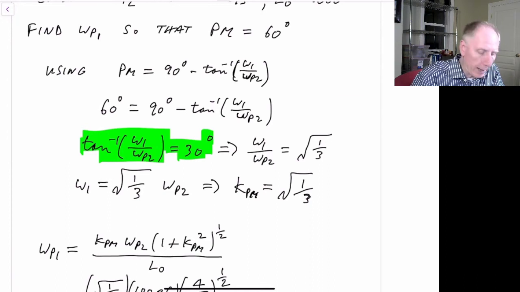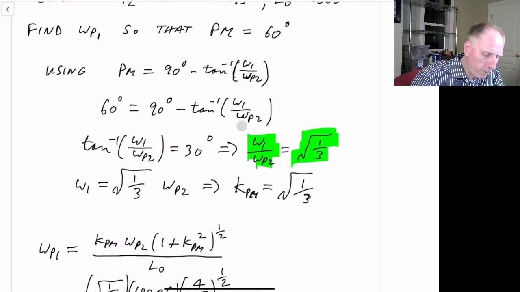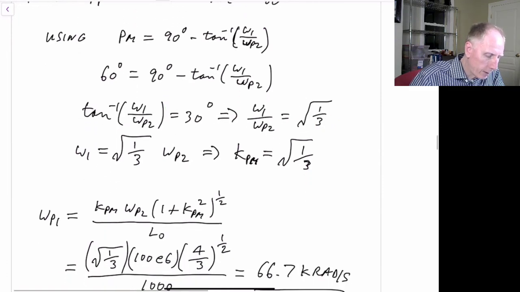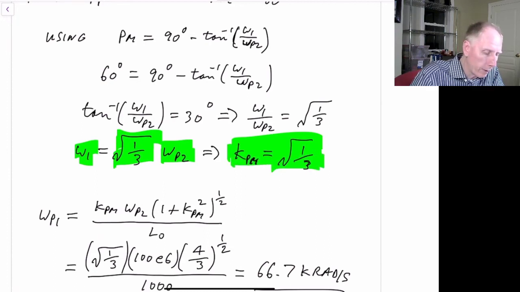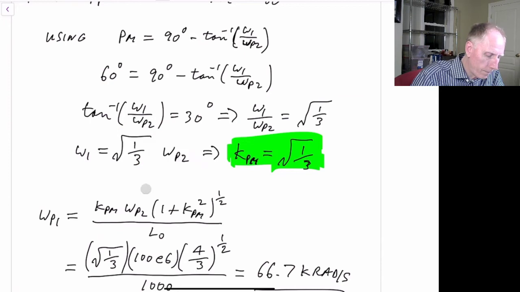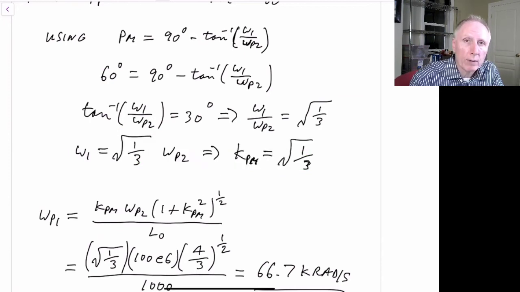Now we can take the tan of both sides. If we take the tan of both sides, we end up with omega 1 over omega p2 is the tan of 30 degrees. And that turns out to be the square root of 1/3. So in this case, we have that omega 1 should be the square root of 1/3 times omega p2. Or in other words, k sub pm is equal to the square root of 1/3. So that's due to the 60 degrees phase margin that we want.